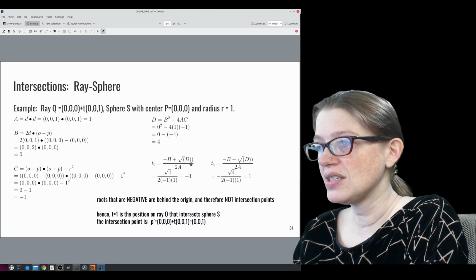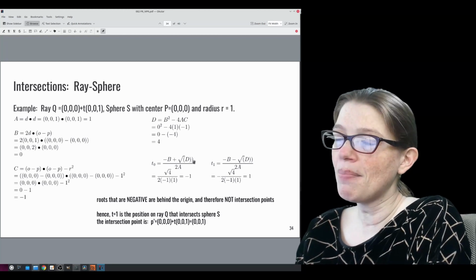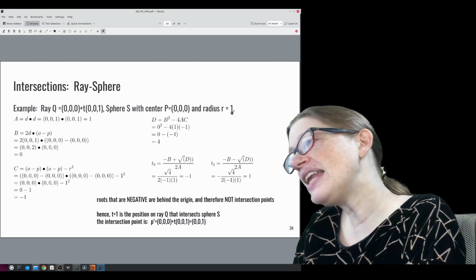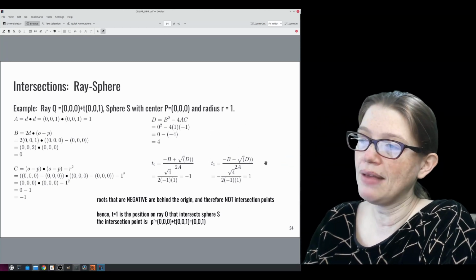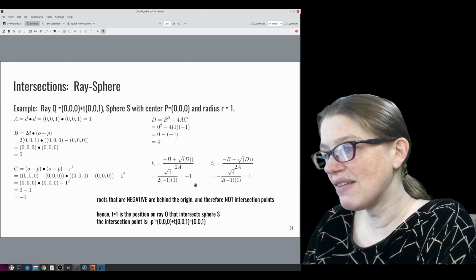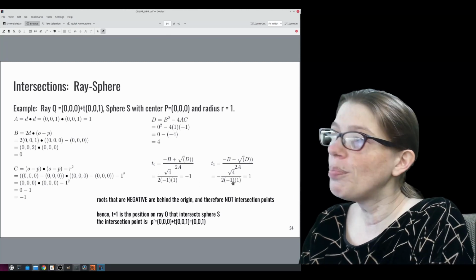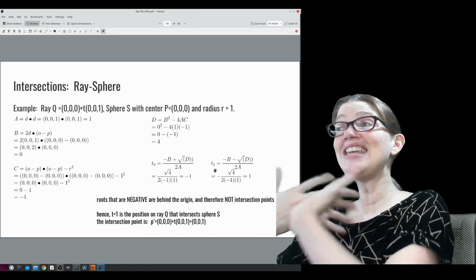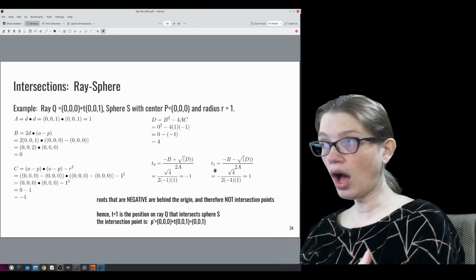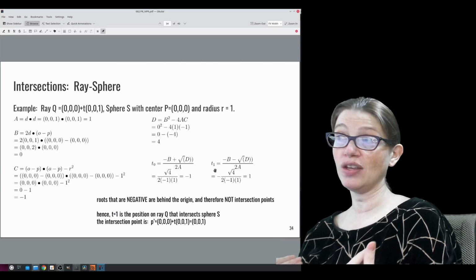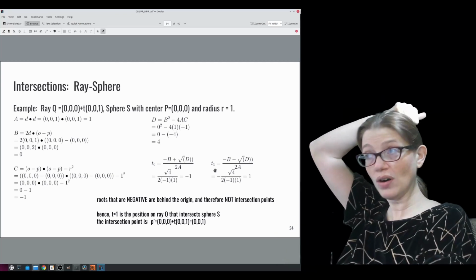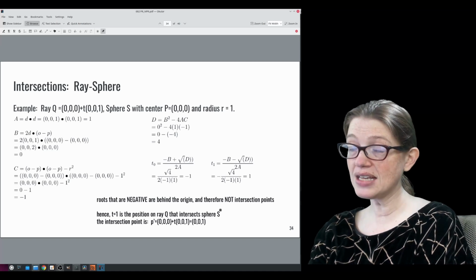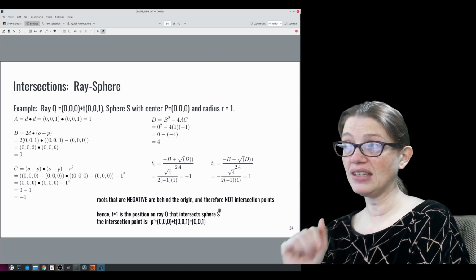So we solve it. Negative b plus the square root of 4 over 2a, or negative b minus the square root of 4 over 2a. That is going to give us either negative 1 or positive 1. Now we know that if the value is negative, it's not a correct value for t because it's behind the origin of the ray. So we can toss this one, put a big X through it. It's not a valid intersection point.